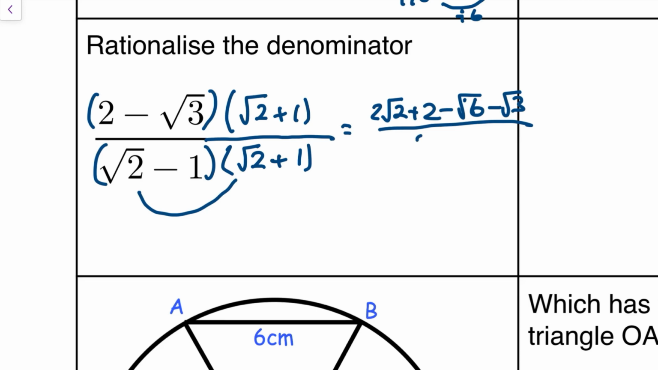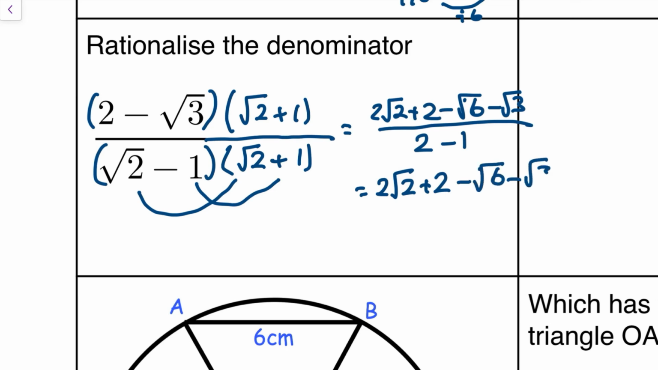So root 2 times root 2 is 2. And 1 times 1 is minus 1. So in other words, well, there's lots of ways of writing this, but some version of 2 root 2 plus 2 minus root 6 minus root 3. And that is my final answer.